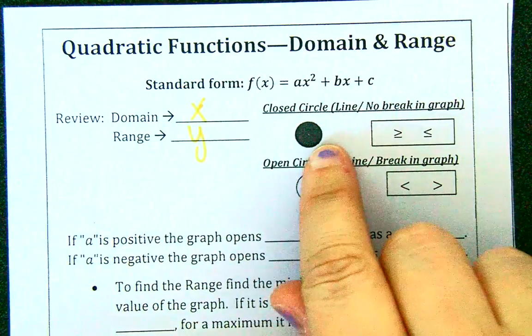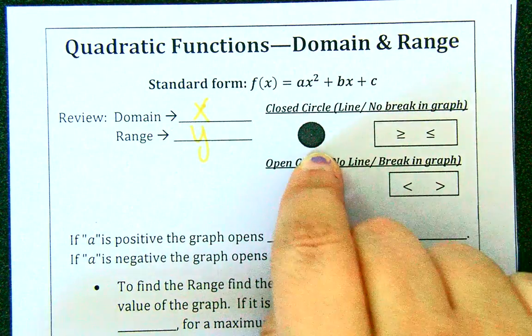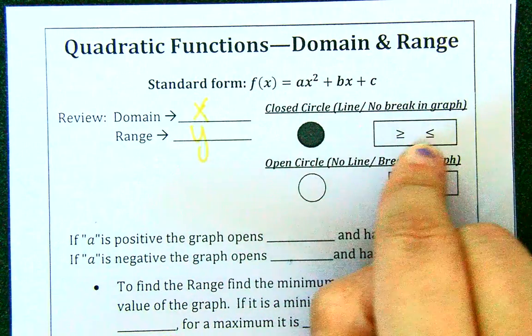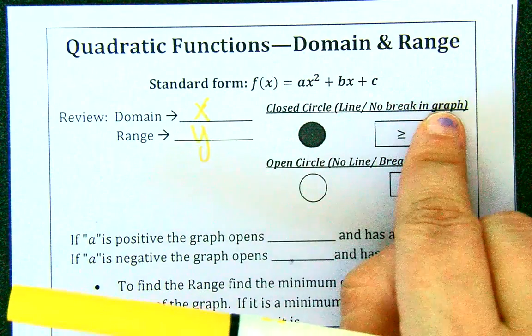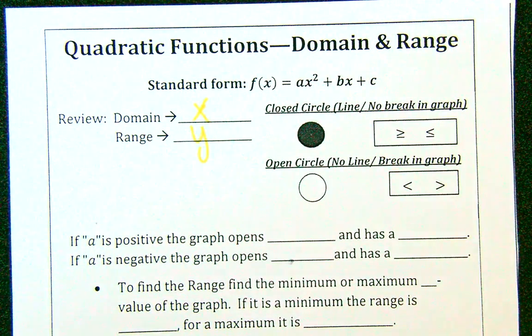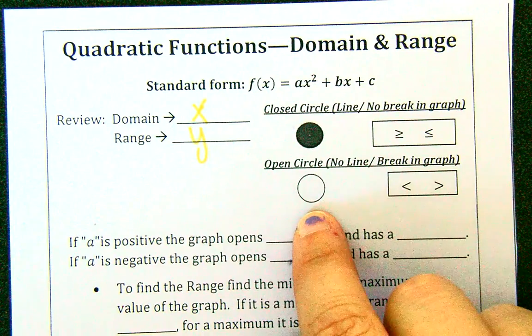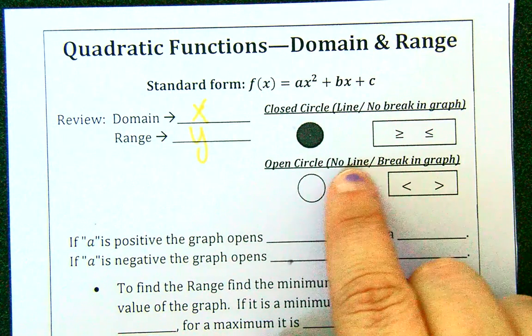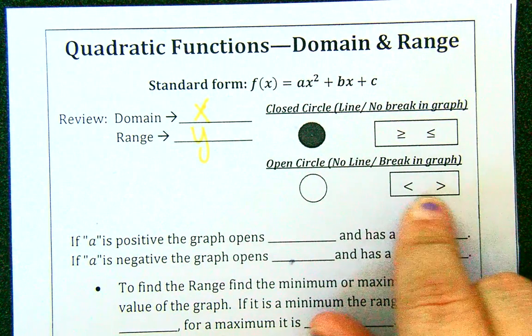Also talk about open and closed circles. Remember, if it's a closed circle, that means there's a line underneath my inequality and there's no break in the graph. Like it's just a smooth line. For an open circle, it's not filled in, there's no line underneath my inequality.